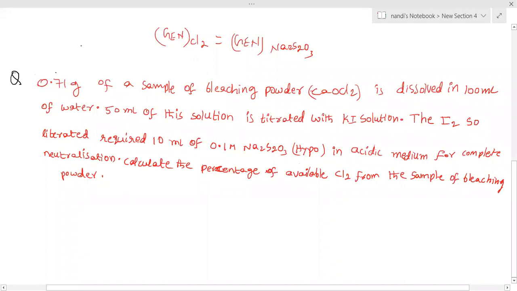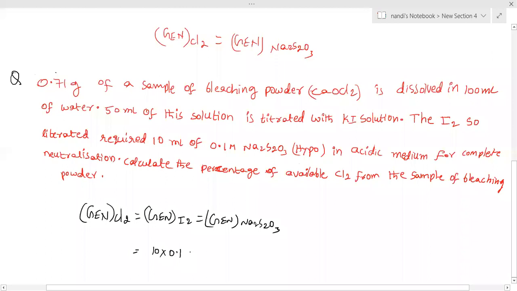So we know a very simple thing. Whatever they have given, simple gram equivalents; we need to find out Cl2 only. Because they are asking Cl2, gram equivalent number of Cl2 equals gram equivalent number of I2, which is nothing but gram equivalent number of hypo. So I can equate Cl2 directly to hypo. They gave information only about hypo. You can see here 10 into 0.1.